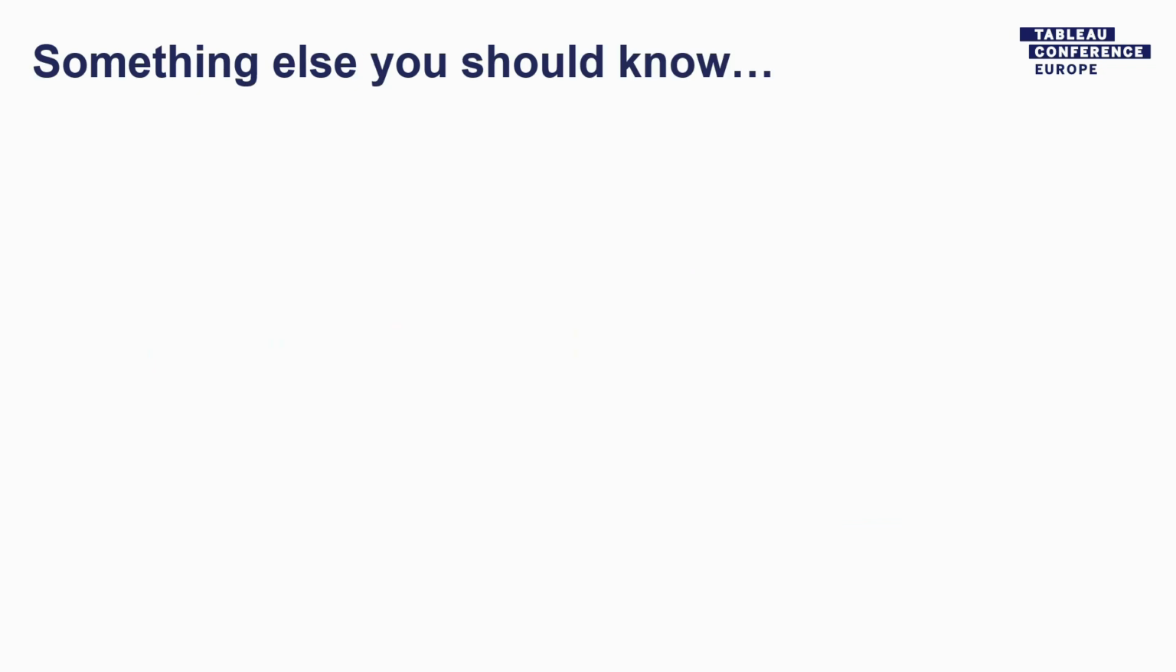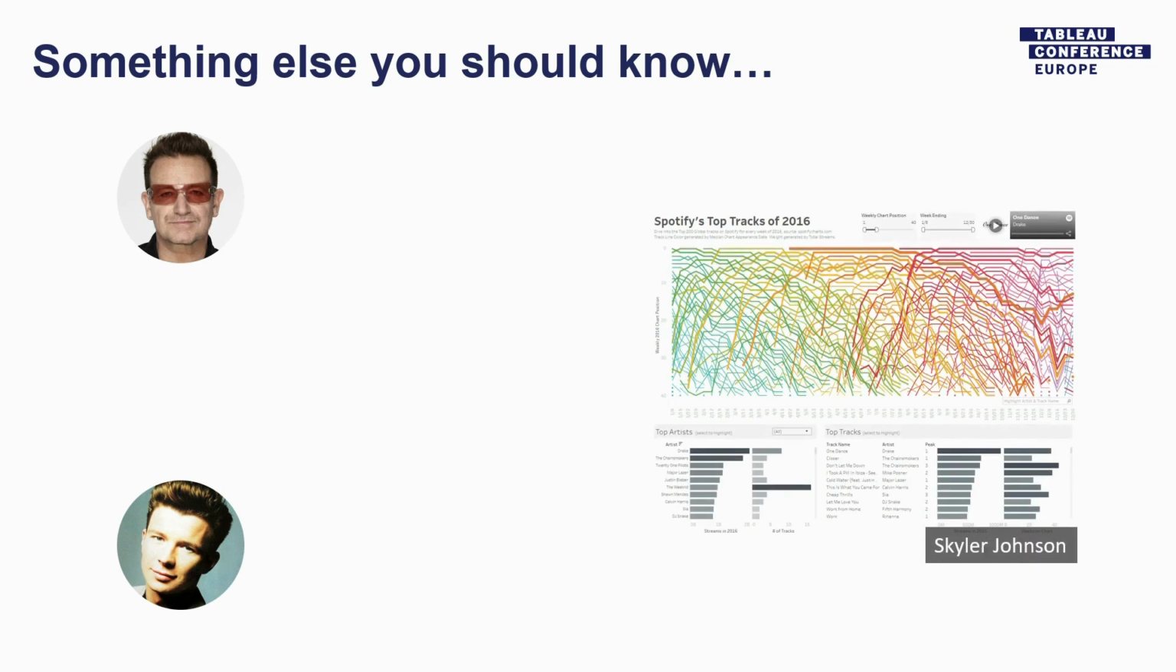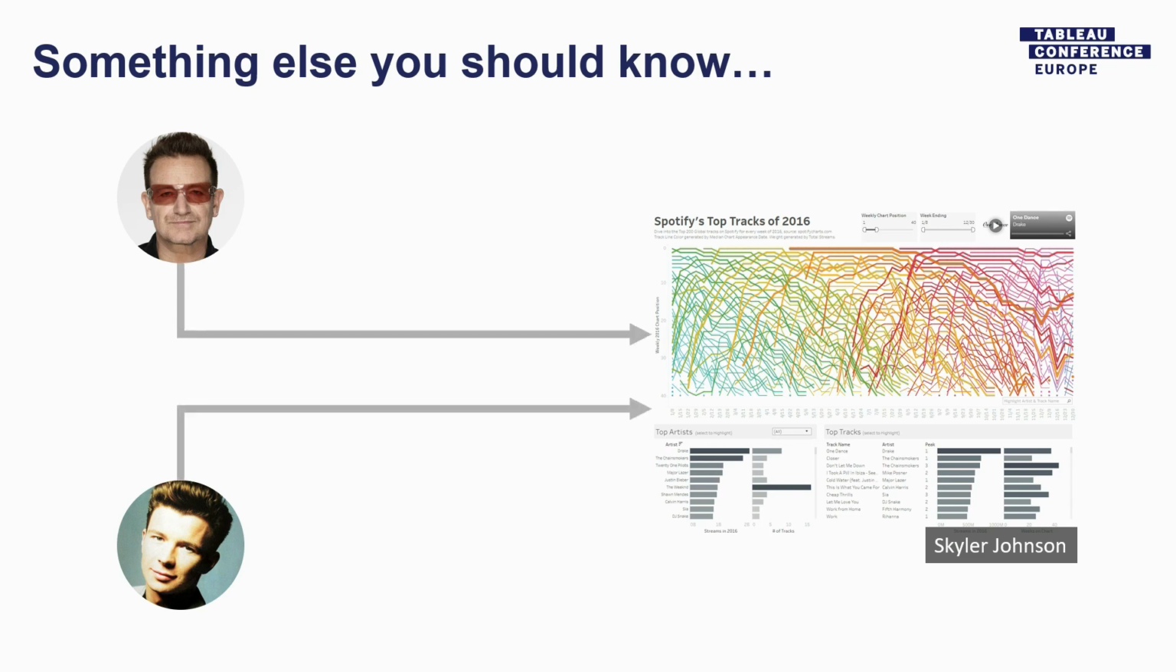But also something else you should know. Let's take our fictional users, Rick and Bono, and they're accessing this beautiful dashboard from Skylar Johnson showing Spotify's top tracks in 2016. Bono goes there first, Rick goes there second. Rick hits the cache server because Bono's already loaded it. Fantastic. But what happens if we've got row-level security acting on this dashboard? Any guesses?